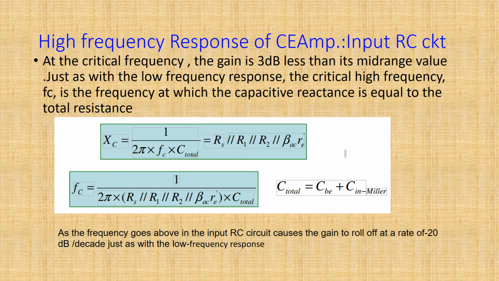So as the frequency goes above FC in the input RC circuit, it causes the gain to roll off at the rate of minus 20 dB per decade, just as with the low frequency response.